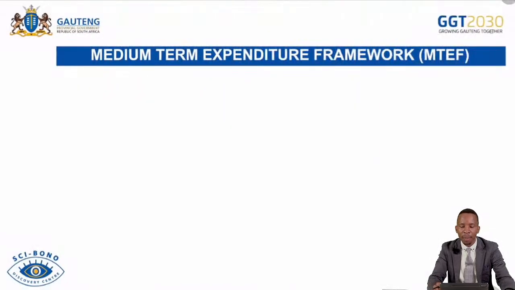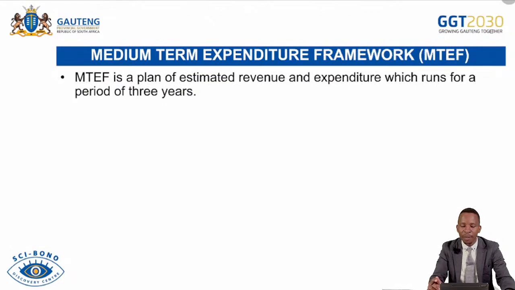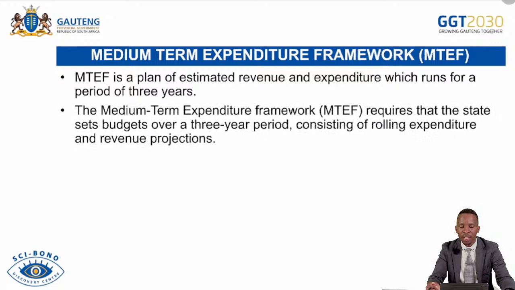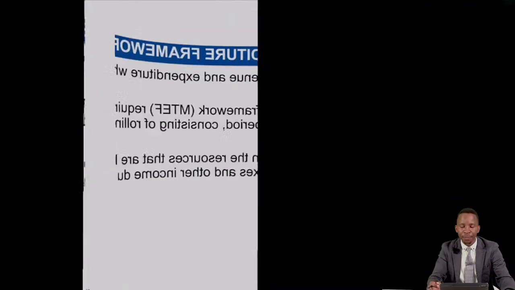And then the medium-term expenditure framework, MTEF. MTEF is a plan of estimated revenue and expenditure which runs for a period of 3 years. So in here we anticipate or estimate over a period of 3 years. The medium-term expenditure framework requires that the state set the budget over the 3-year period consisting of rolling expenditure and revenue projections. The fiscal framework lays down the resources that are likely to be available to the government from taxes and other income during the new budget cycle.